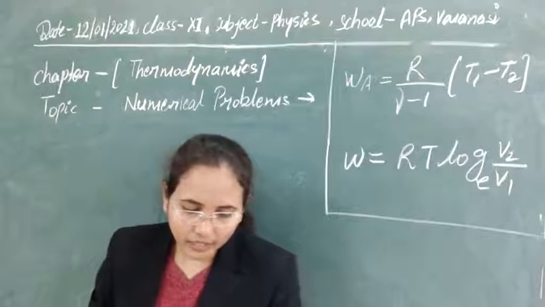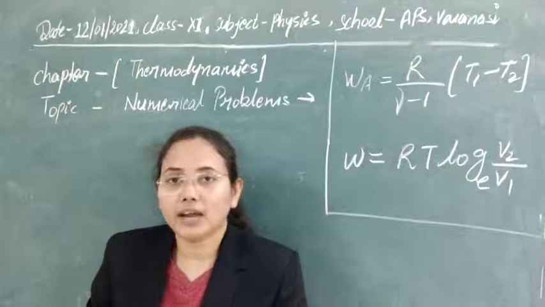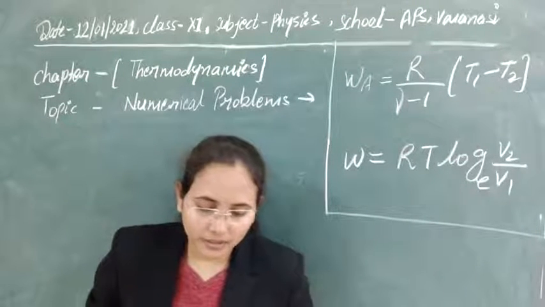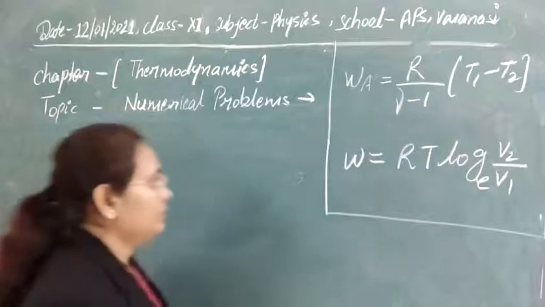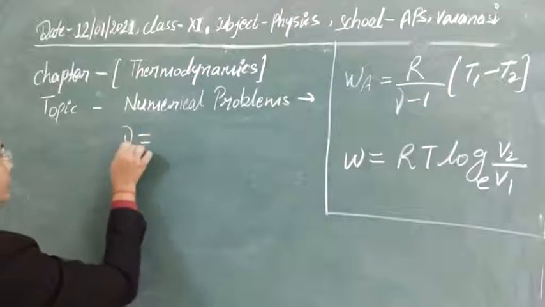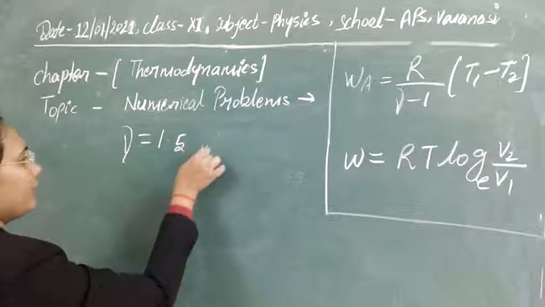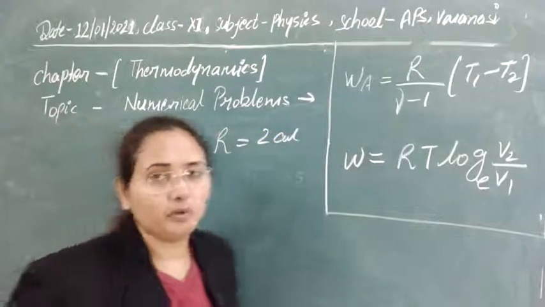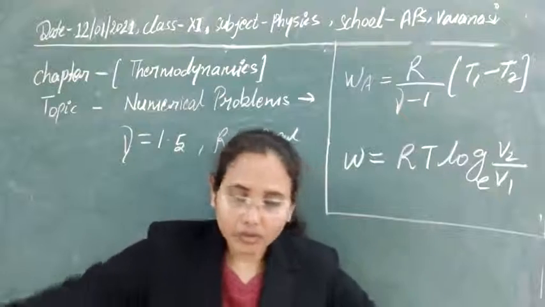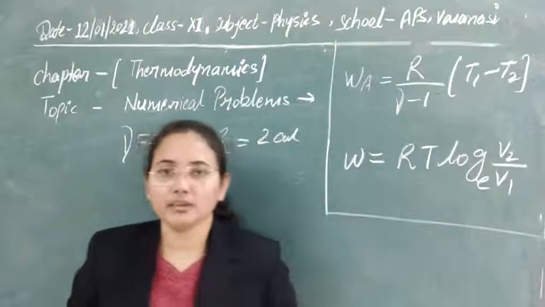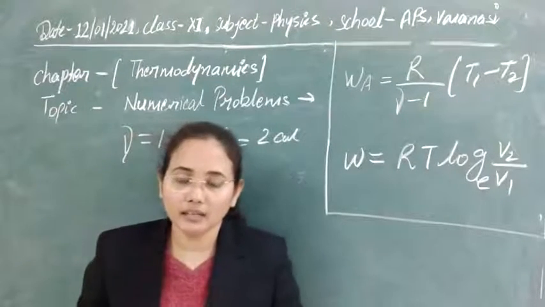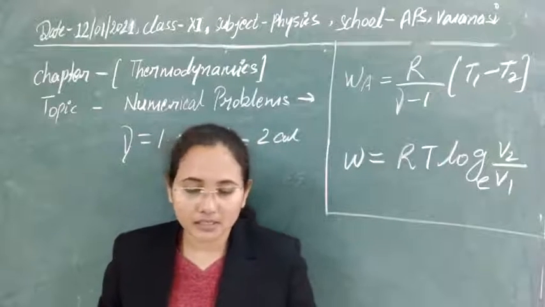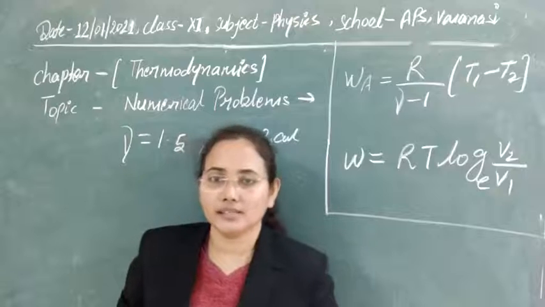So here we have to calculate work done and heat developed in this system, or heat developed in the gas. Here it is given that gamma is equal to 1.5 and the value of R is 2 calorie per mole per Kelvin. So these two things are given to us, and we have to calculate the work done during the process where the temperature is rising by 70 degrees Celsius.